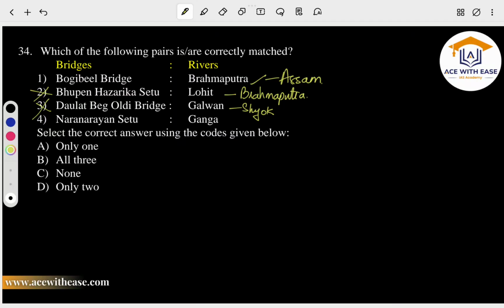Narayan Setu on the Ganga, and this is also a wrong statement. This is also present on the Brahmaputra River. So this statement is also wrong. So here only one statement is correct. So the option is A, only one.